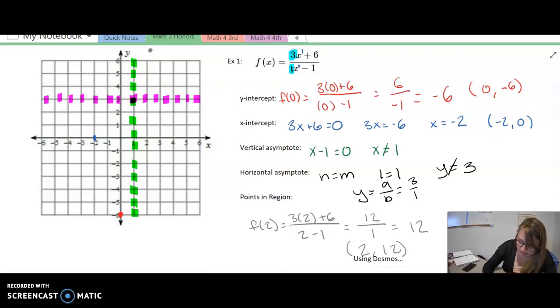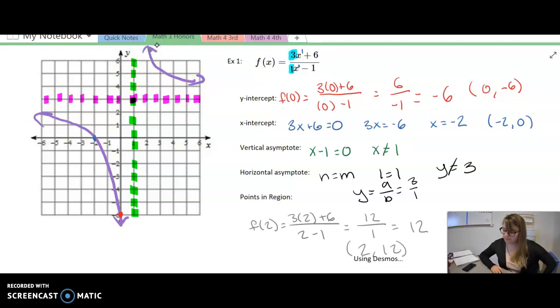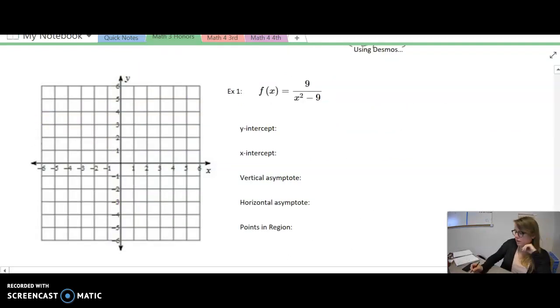But I'm going to go ahead and graph my function. So it's going to look something like this. Something funky like that. But there you go. We have our rational function. So now let's do our last example.